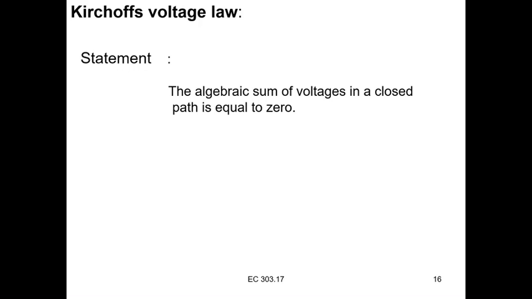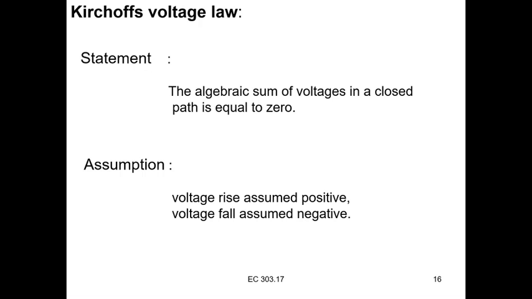Again repeating, Kirchhoff's voltage law states that the algebraic sum of voltages in a closed path is equal to 0, or the voltage rises are assumed positive and the voltage falls are assumed negative. So by this, in a loop, the algebraic sum of voltages in a closed path is equal to 0.